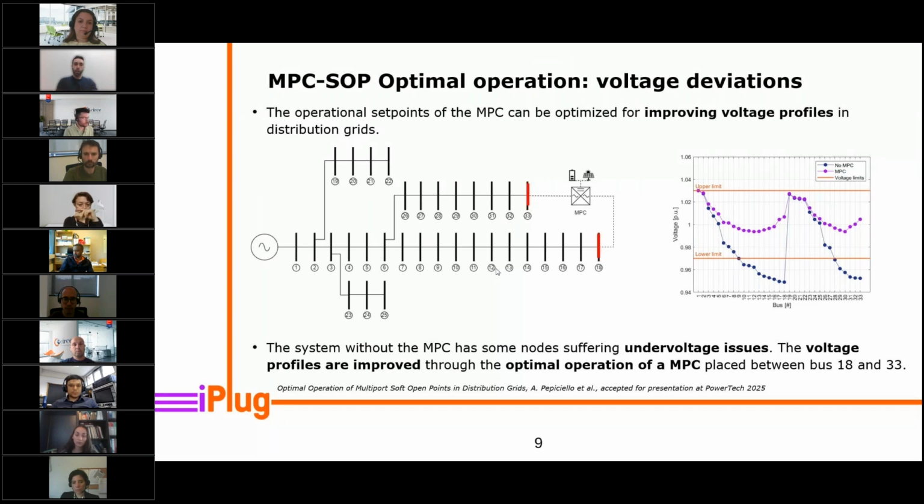So if you click now, we should see how we can use a multiport converter. Yeah, I think just next slide and the animation should be okay.